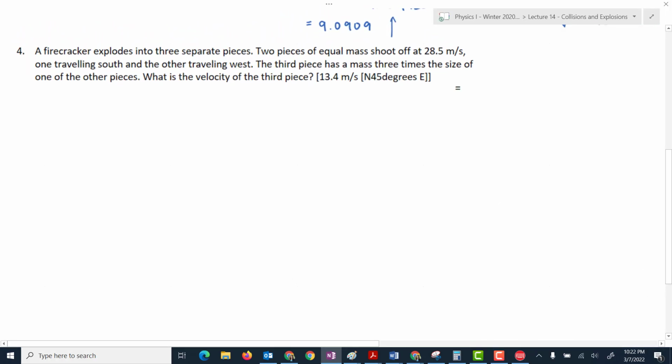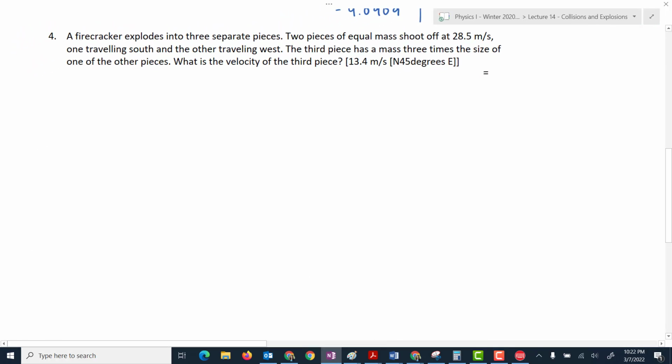Okay. A firecracker explodes into 3 separate pieces. 2 pieces of equal mass shoot off at 28 meters per second. One traveling south, so I'll just draw a picture of this. One's traveling south, and the speed is 28.5 meters per second. And the other one is traveling west, also 28.5 meters per second. The third piece has a mass 3 times the size of the other pieces. What's the velocity of the third piece?